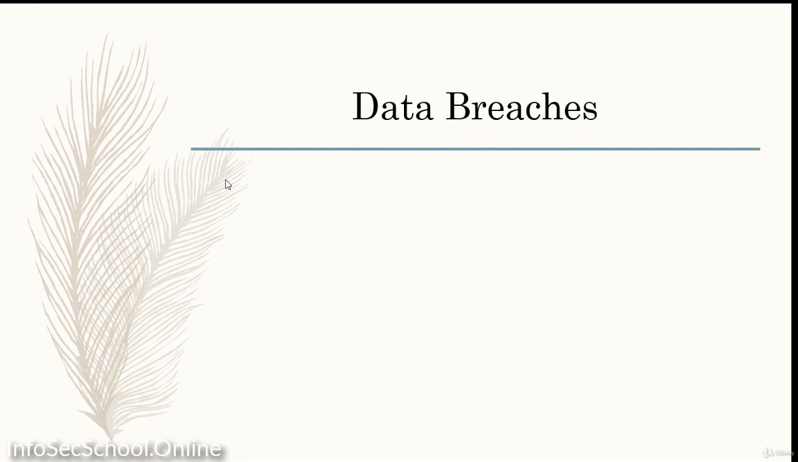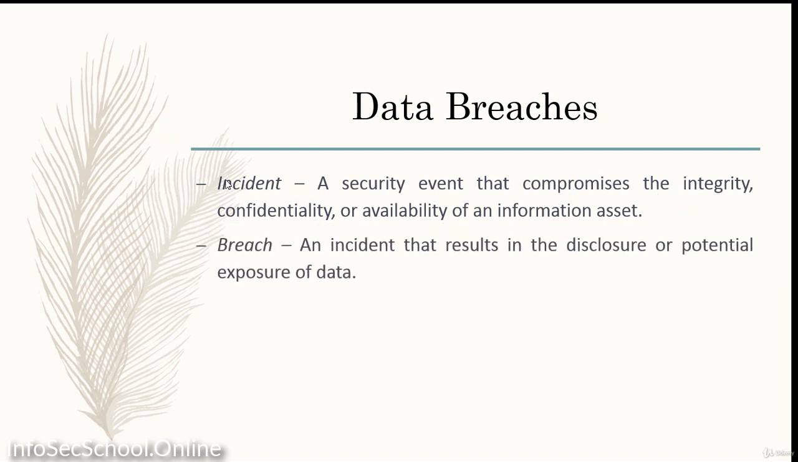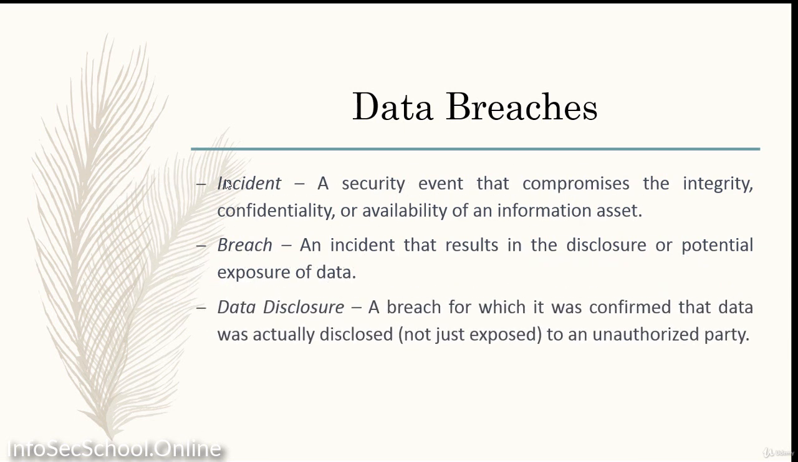What are data breaches? An interesting concept. An incident is a security event that compromises the integrity, confidentiality, or availability of an information asset. And a breach is an incident that results in the disclosure or potential exposure of data. The incident and breach landscape is ever-changing, because with the nature of interconnected systems today, an incident that starts out as a small breach, perhaps limited to one system, can quickly spread if unchecked to encompass entire global networks and data systems. And data disclosure, which I already explained.